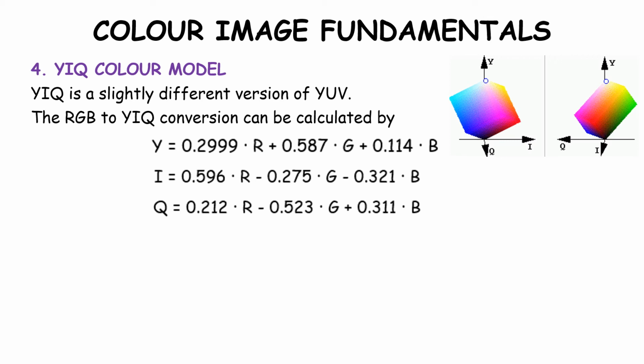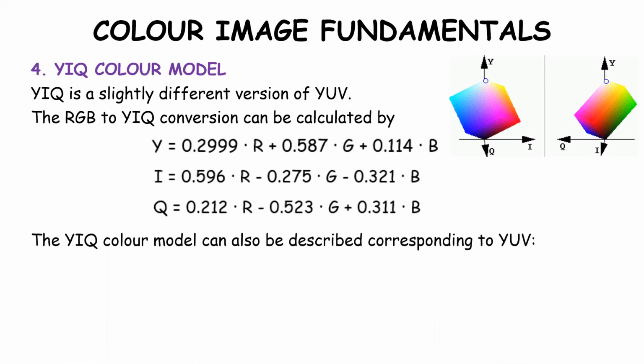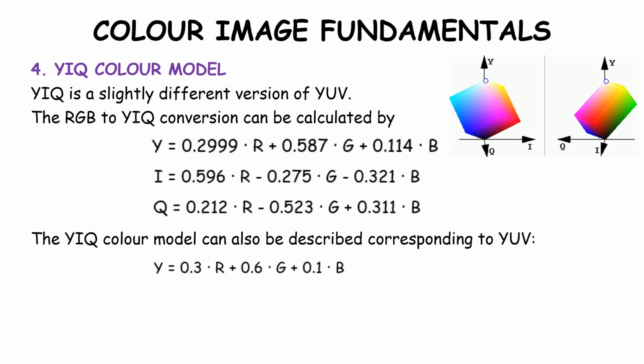Now the YIQ color model can also be described corresponding to YUV with the following formulas. Y is equal to 0.3 into R plus 0.6 into G plus 0.1 into B. I is 0.74 into V minus 0.27 into U. And the last, Q, is equal to 0.48 into V plus 0.41 into U.